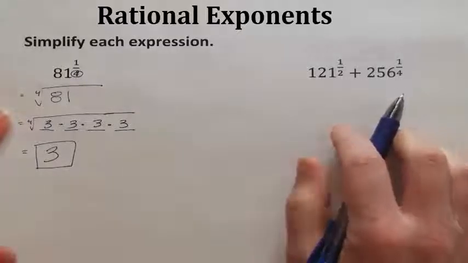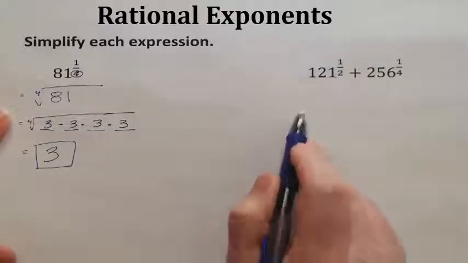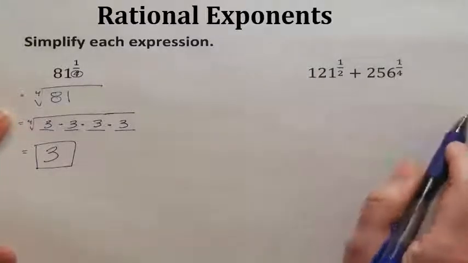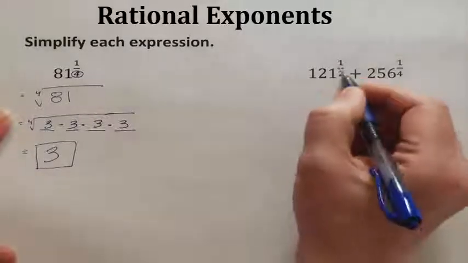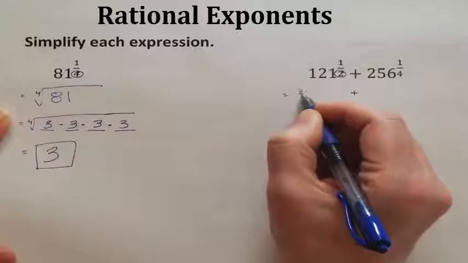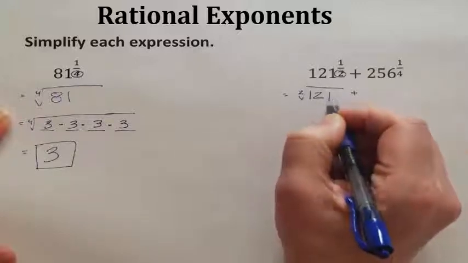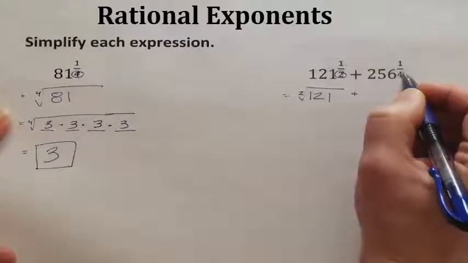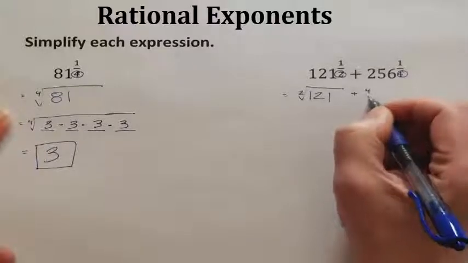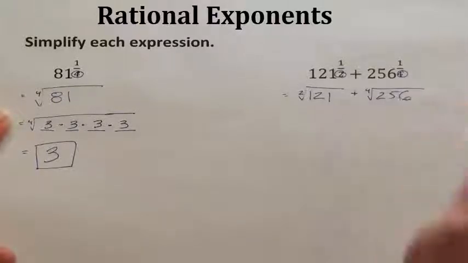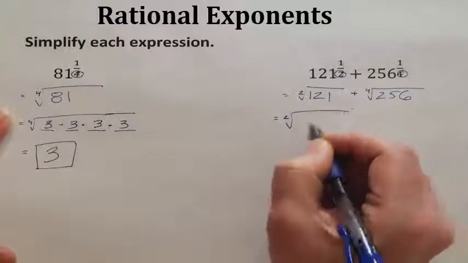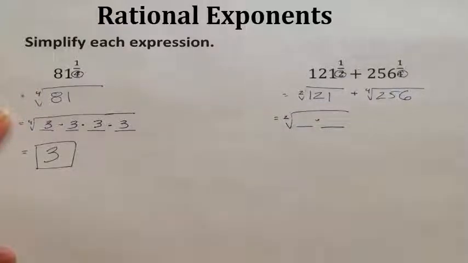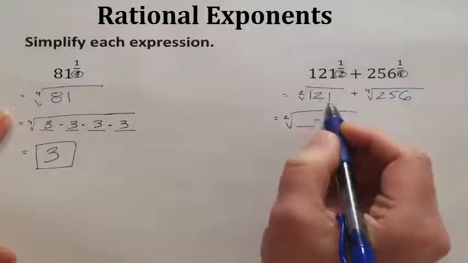Going over here, I have a question I need to answer, and I'm going to add that to the other question I need to answer. So I know this is going to be an adding problem. The denominator is a 2, so I'm looking for the 2nd root of 121. We are adding that to, the denominator is a 4, so I'm looking for the 4th root of 256. If it is a 2nd root, that means I am looking for one number that I would multiply together 2 times, and it would give me 121.